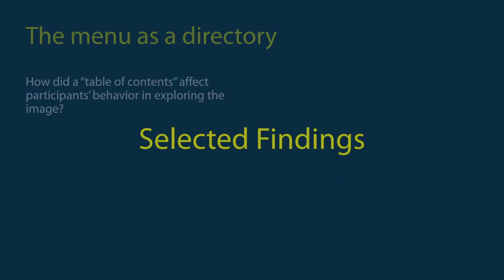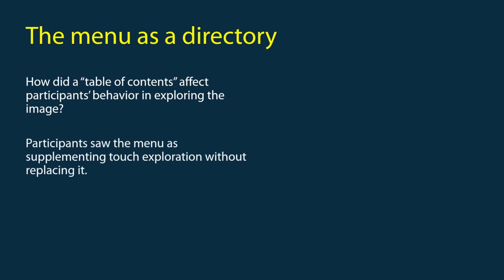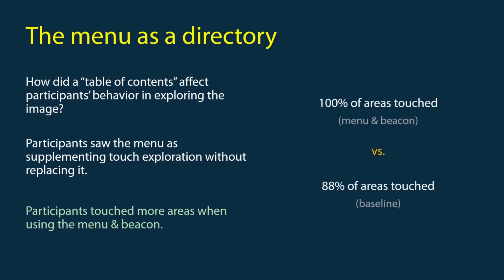And we start off with the menu and beacon tool. Specifically, how did a table of contents affect participants' behavior in exploring the image? We found that participants saw the menu as supplementing touch exploration without necessarily replacing it. And this is supported by our data, where participants tended to touch more areas when using the menu and beacon, in this case a median of 100% of areas within an image, versus just 88% of areas when using just the baseline tool.